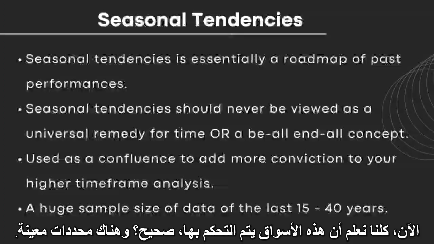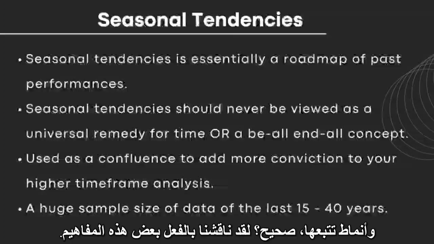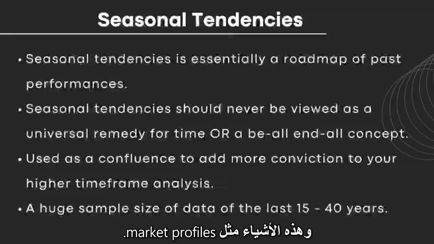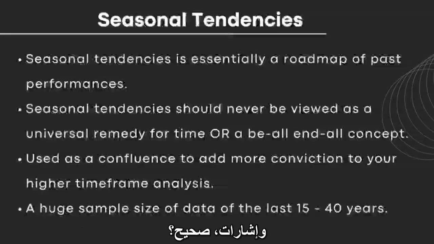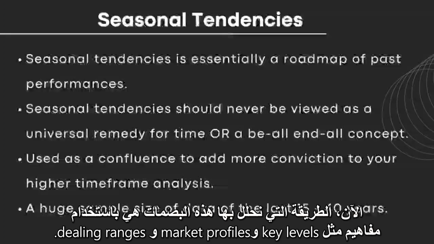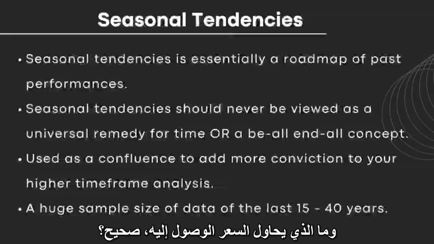Now we all know that these markets are controlled, right? And there are specific and definite logical concepts and themes that it follows, right? We've already discussed some of these concepts, things like market profiles and so on. We know that these markets move in a logical framework with specific footprints and signals, right? The way we dissect these footprints is by using concepts like key levels, market profiles, daily ranges, and so on, right? It's not entirely possible to completely crack what the future would do next and what price is trying to reach for, right?